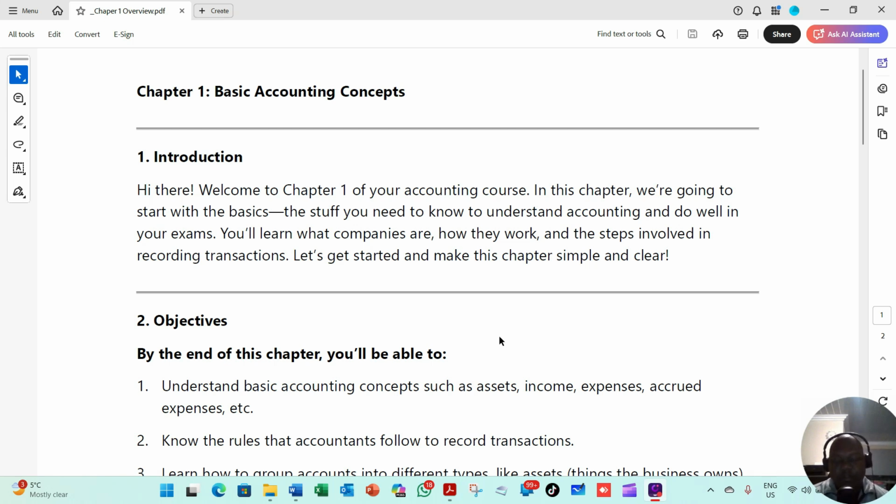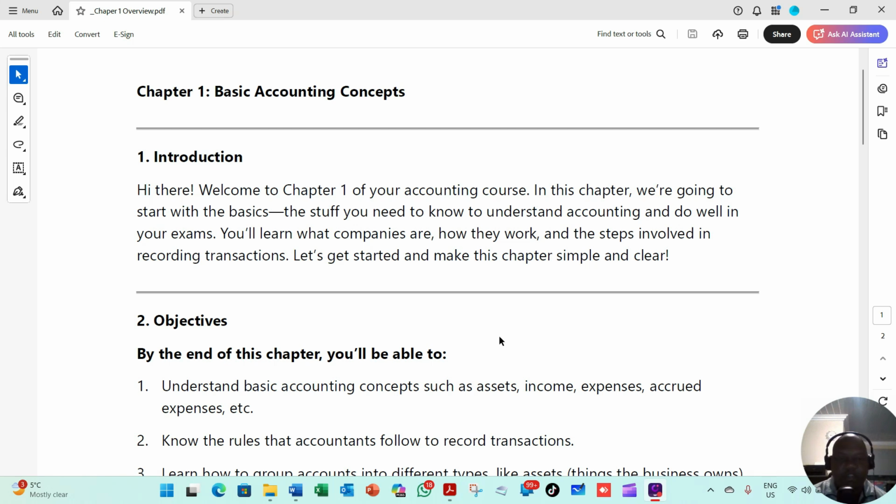In chapter 1, it's all about learning the basic accounting concepts, which when you understand, you'll be able to apply in any accounting transaction. So this is very important. It's a very important chapter.